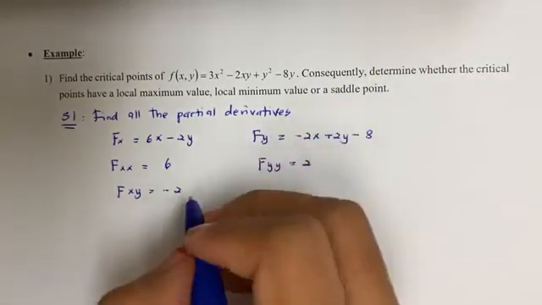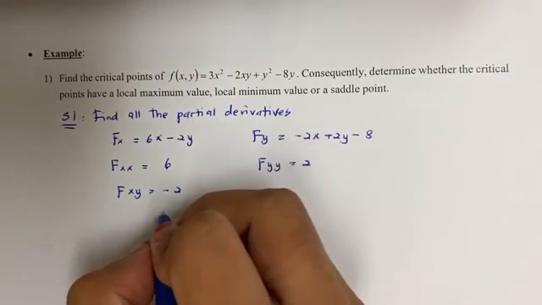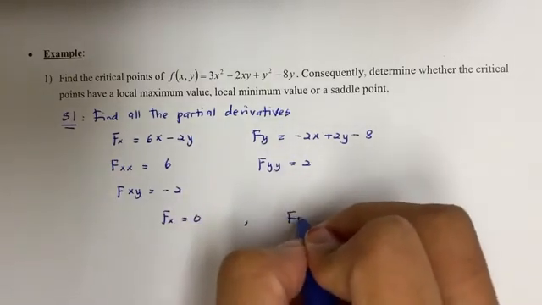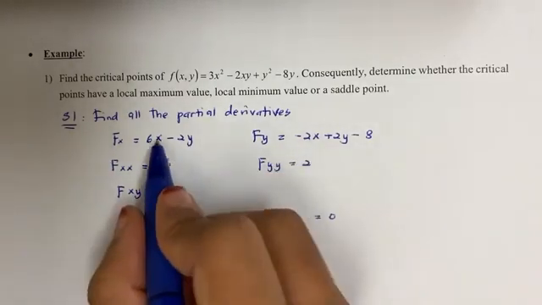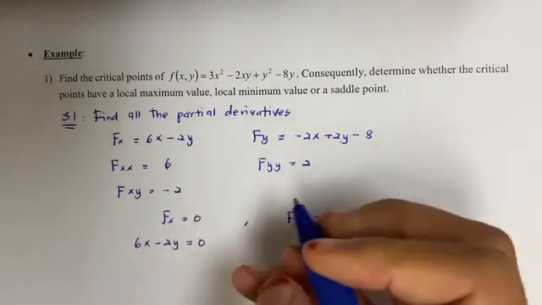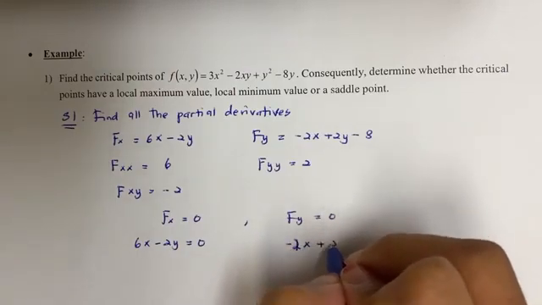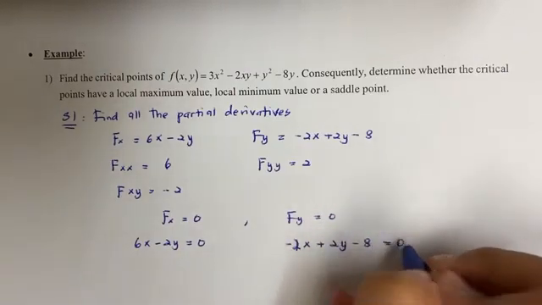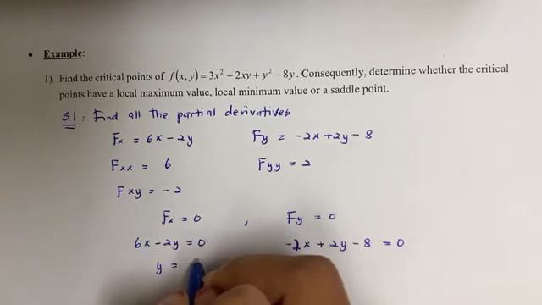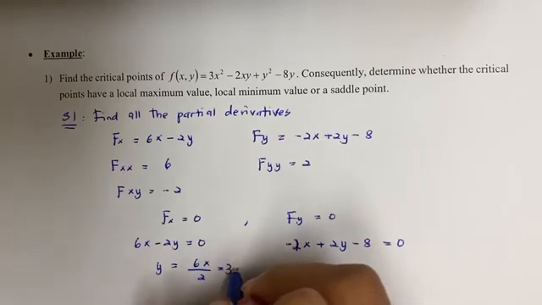Okay, and then after that, you need to find the critical value. To find the critical value, fx must be equal to 0 and fy must be equal to 0. So fx is 6x minus 2y equal to 0. And then you have fy, which is minus 2x plus 2y minus 8 equal to 0. Okay, from here you have y is equal to 6x over 2. So this is equal to 3x.